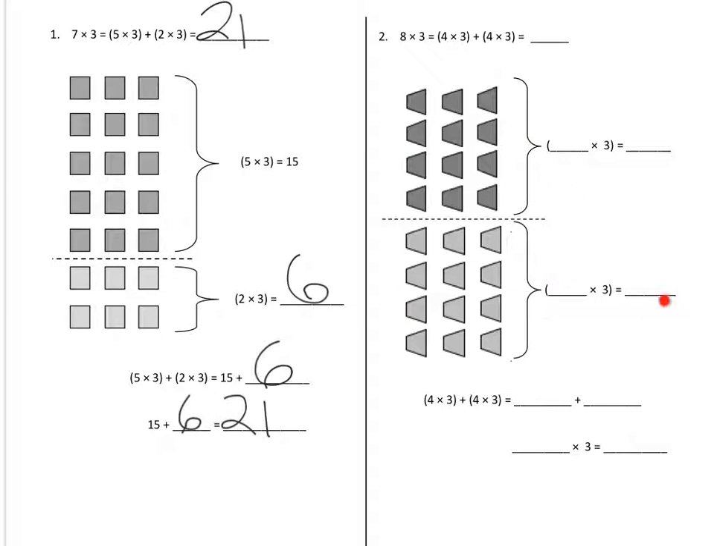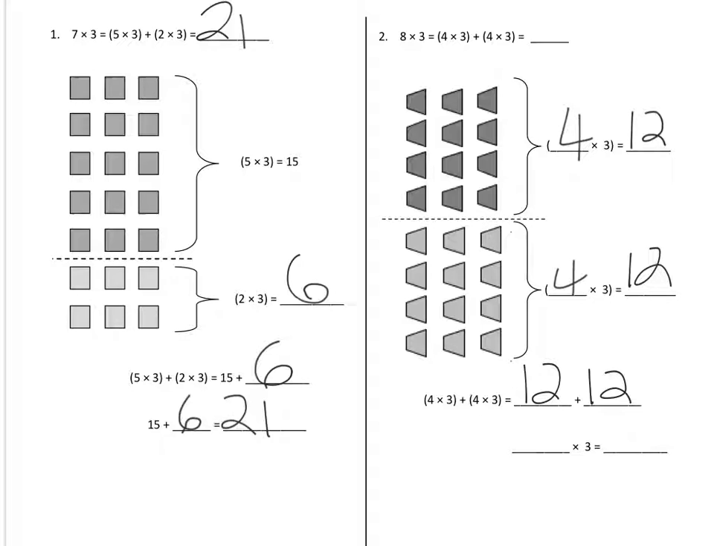Let's fill out our information for those right here. We already said it was a 4 times 3 array for both of them. 4 times 3 is, well, let's count. 3, 6, 9, 12. 4 times 3 is 12. Now if that 4 times 3 is 12, then that 4 times 3 is 12. So let's fill out our boxes down here. 4 times 3 plus 4 times 3 equals what plus what? Well, what did we say 4 times 3 was? We said 4 times 3 was 12, so I'm going to put a 12 in both of those blanks. So 4 times 3 plus 4 times 3 equals 12 plus 12.